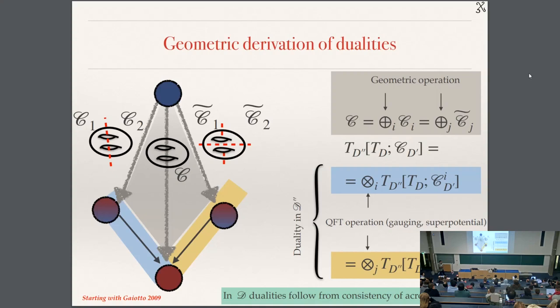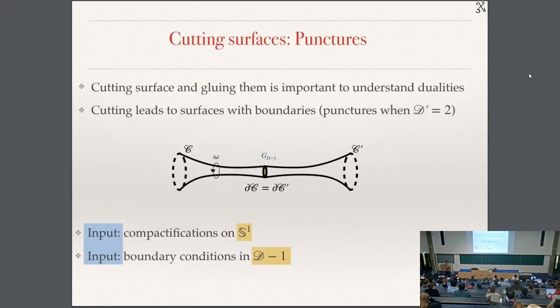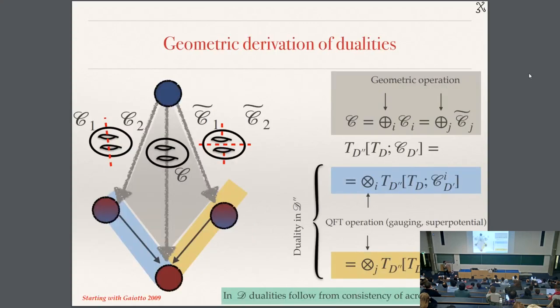And by now we have an amazing plethora of dualities that can be derived like that. In particular, the vanilla Seiberg duality can be derived in certain setups of this form. So let me say several words about the important ingredients of what you need to understand to proceed with this geometric scheme. The important thing that appears here is to understand how to cut surfaces. Okay, so how do you cut surfaces?